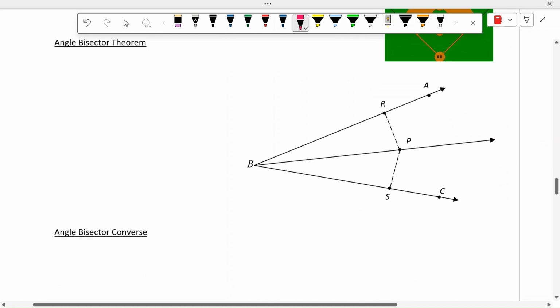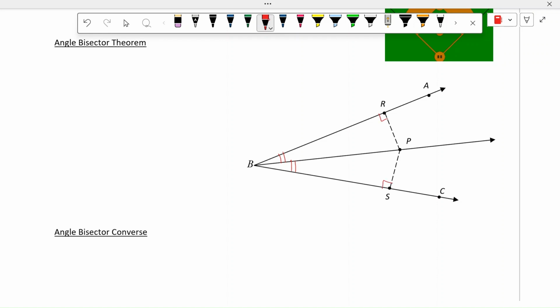All right, the next kind of bisector we're going to look at is the angle bisector. So I have this angle ABC, and BP is the angle bisector of that angle, which means that this angle is equal to this angle. And point P is just some point that's on the angle bisector. From point P, I'm going to draw in a perpendicular this way, and I'm going to draw in a perpendicular that way. And if you recall, the distance between a point and a line is the shortest distance, and that's going to be the perpendicular distance.